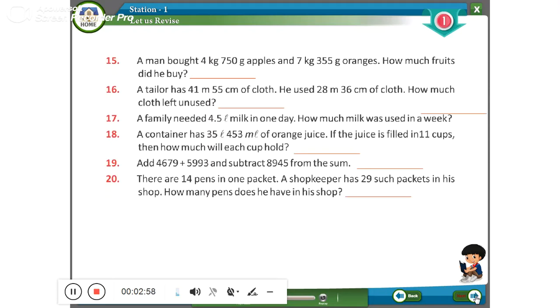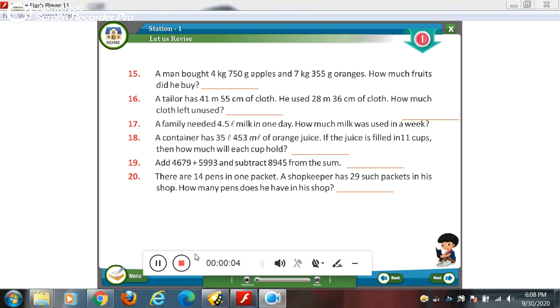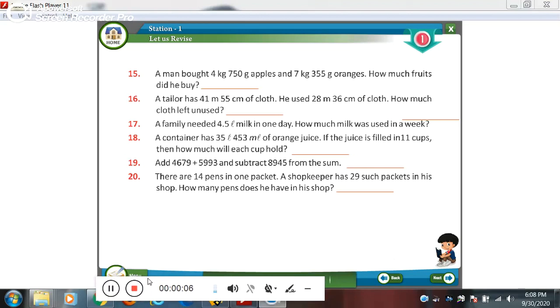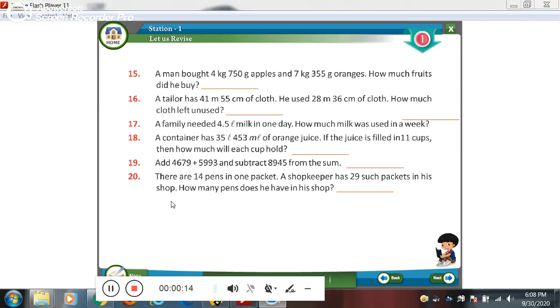A man bought 4 kg, 750 grams apples, and 7 kg, 355 gram oranges. How much fruits did he buy?